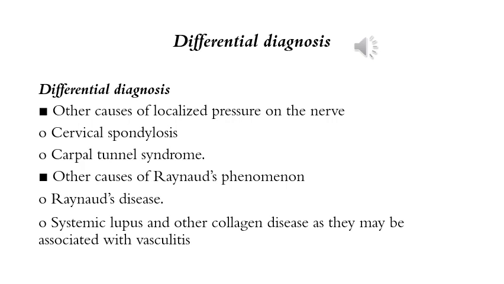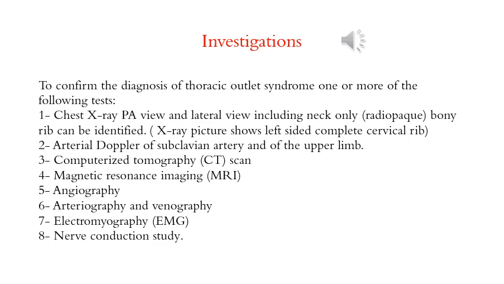Other diseases cause the same symptoms and signs of the thoracic outlet syndrome and should be differentiated from the thoracic outlet syndrome. Firstly, other causes of localized pressure on the nerve, cervical spondylosis or carpal tunnel syndrome. Other causes of Raynaud's phenomena, Raynaud disease, systemic lupus erythematosus, and other collagen disease may be associated with vasculitis. To confirm the diagnosis of the thoracic outlet syndrome from the other diseases, which give the same symptoms and signs, the following tests should be performed.